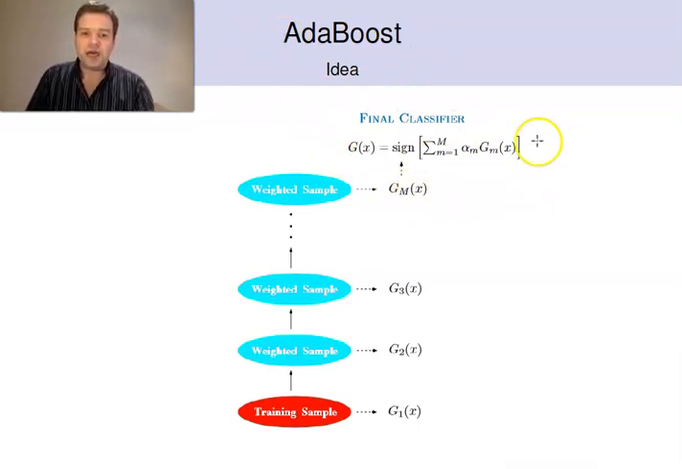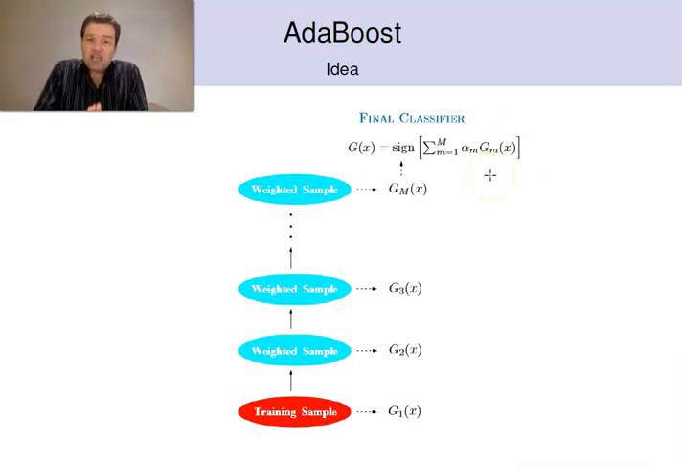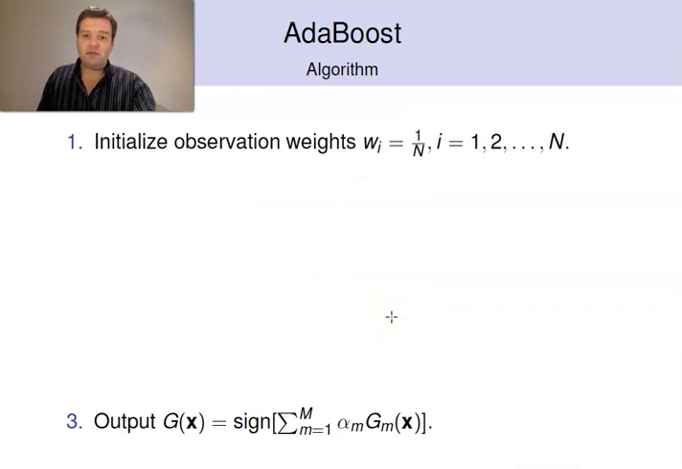With the AdaBoost algorithm, we have a J of X, which is a final classifier. It is a weighted sum of classifiers denoted G index M of X. And we will have a weighted sum of these classifiers, and the sign of this weighted sum will give the final classifier. You will see the algorithm is going to be constructed in that direction. Therefore, what is the general algorithm of AdaBoost?